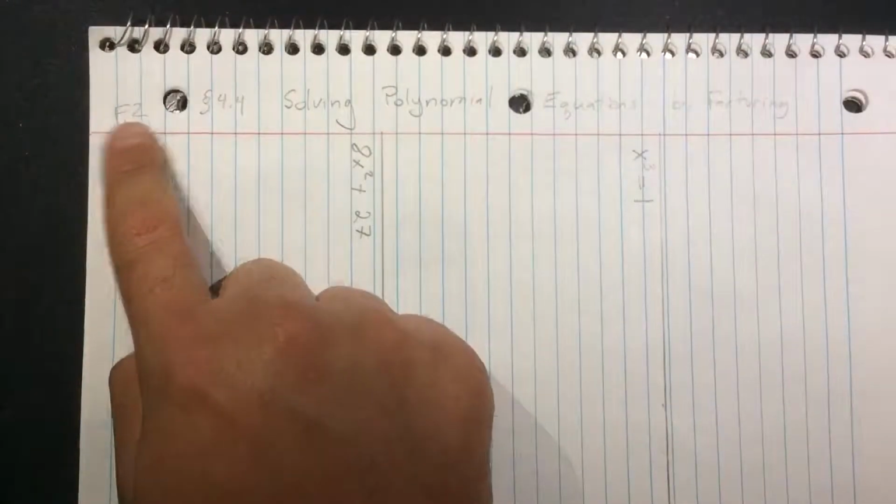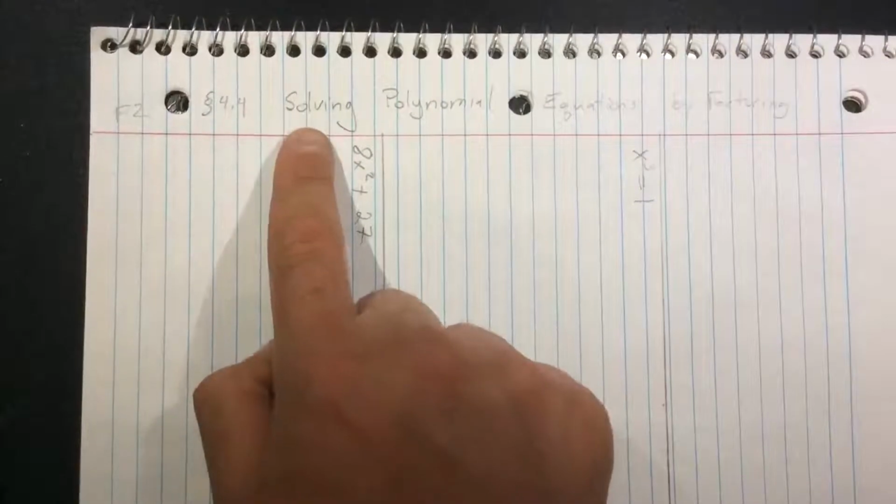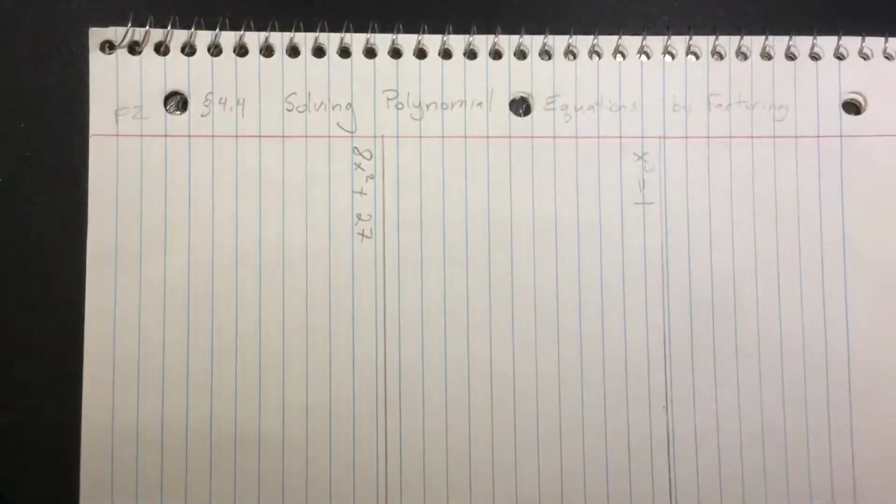This is Foldable number 2, section 4.4, solving polynomial equations by factoring. Similar to the first one, let me zoom in here a little bit. Right there's pretty good. Similar to the first foldable, we're going to be solving these polynomials by factoring.